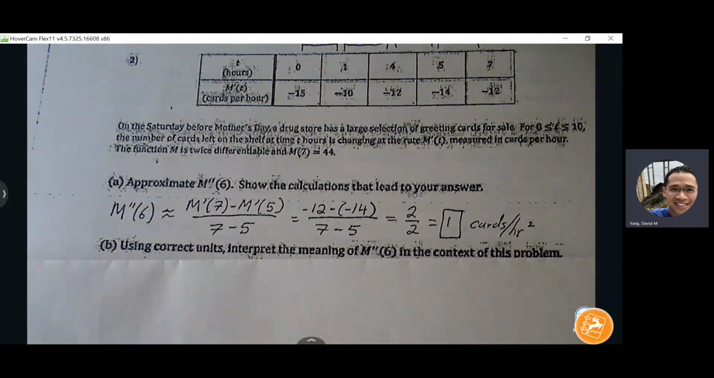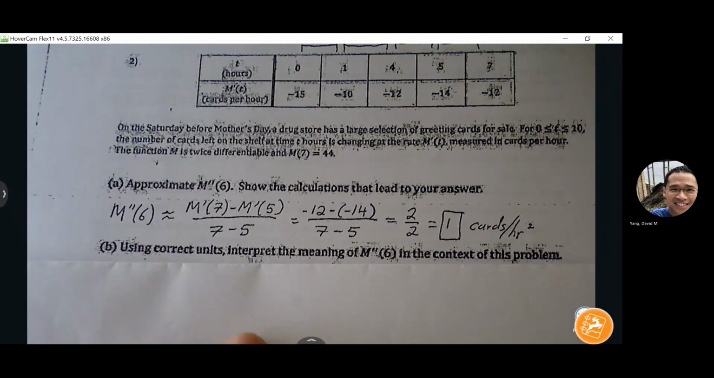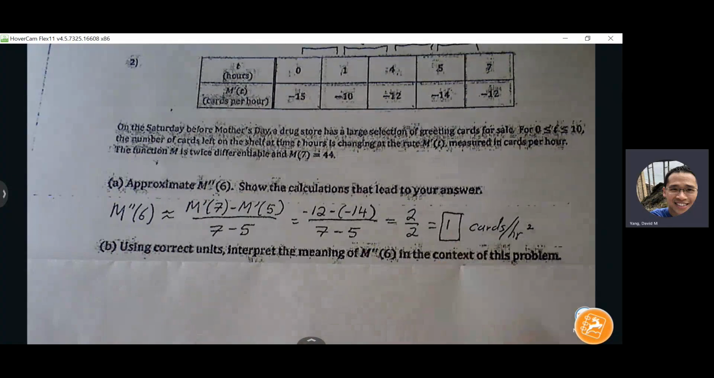We know that m prime is cards per hour. So m double prime will be cards per hour squared. It's a positive 1.